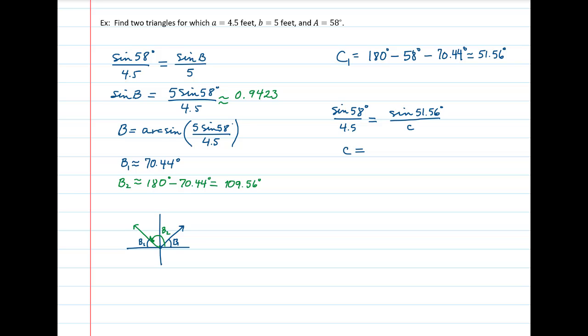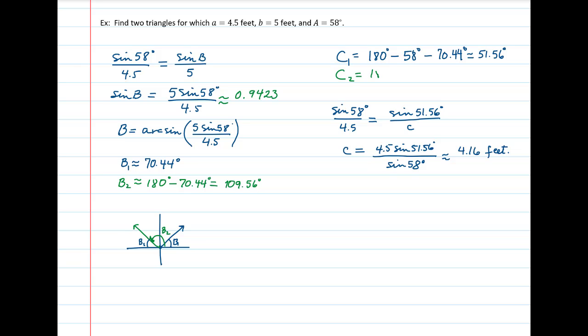And we set it up, we cross multiply, we solve for lowercase c, and we get that lowercase c for that first triangle is equal to 4.5 times sine of 51.56 degrees divided by sine of 58 degrees. Putting that in the calculator, we get that that's approximately 4.16 feet. There we have the first triangle.